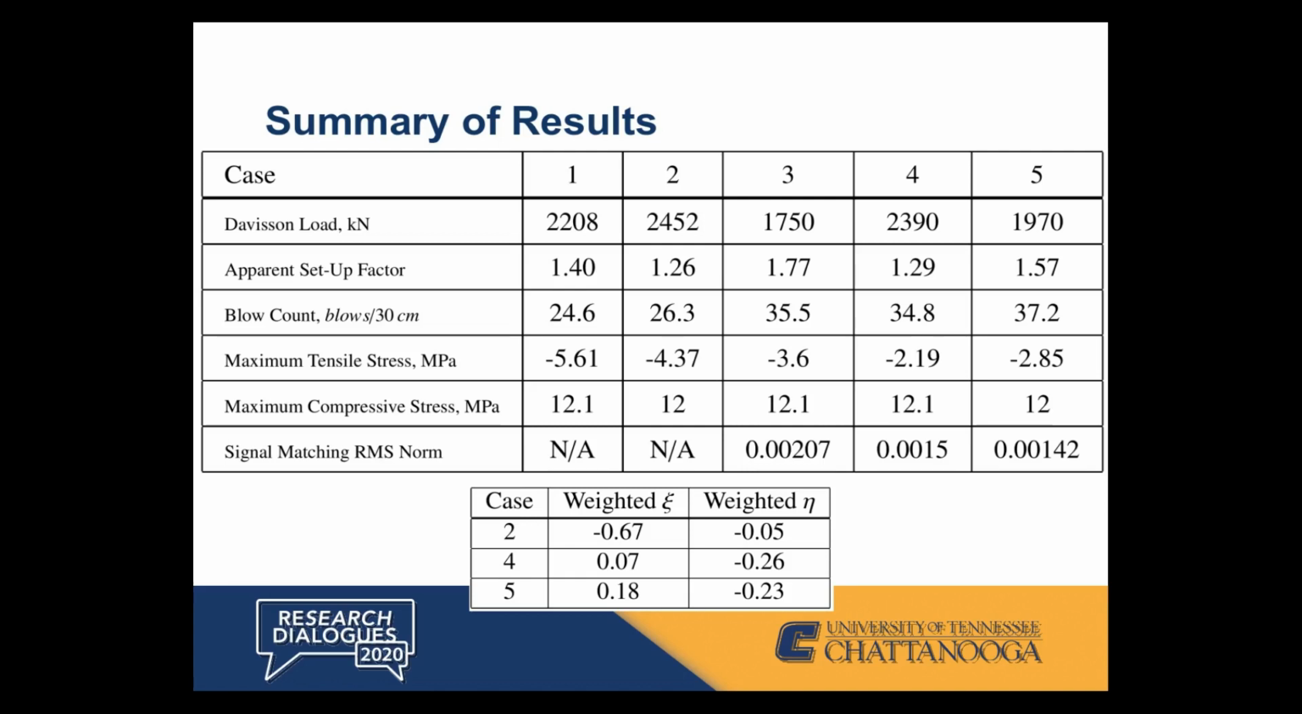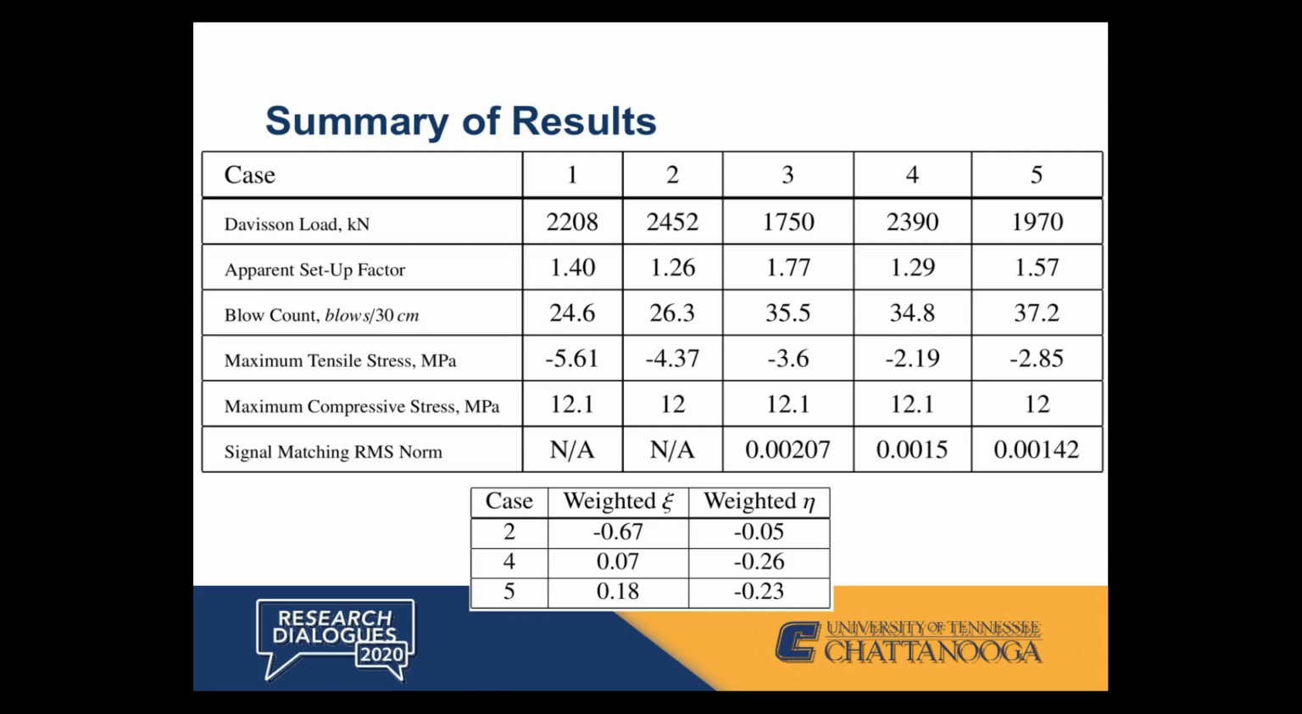That, of course, brings up a good question: why isn't that the best case? It depends entirely upon the setup factor. In the original study, the CAPWAP result, which is virtually identical to our case 5 in terms of Davisson load, had a very large apparent setup factor. Just looking at the stratigraphy, one would, in my opinion, not think that would be the case, but it very well could be. And it turned out to be the closest match to the CAPWAP, which attributed that to setup.